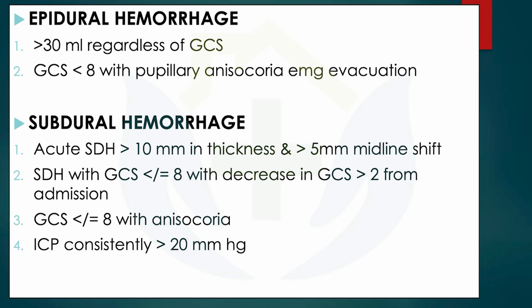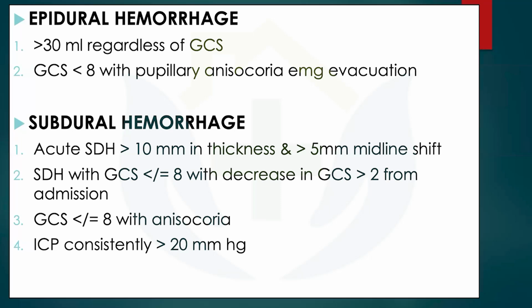EDH is generally biconvex. It is lens shaped. It is situated between the dura mater and the cranium, and it does not cross the suture lines. The sutures or those lines are not crossed by the epidural hematoma. But subdural hematoma is sickle shaped, and it usually crosses the bridging lines. So these are the two basic differences. So EDH of more than 30 ml, GCS of less than 8, you have to go for surgery.